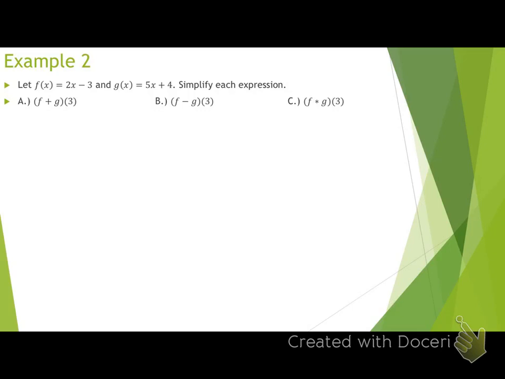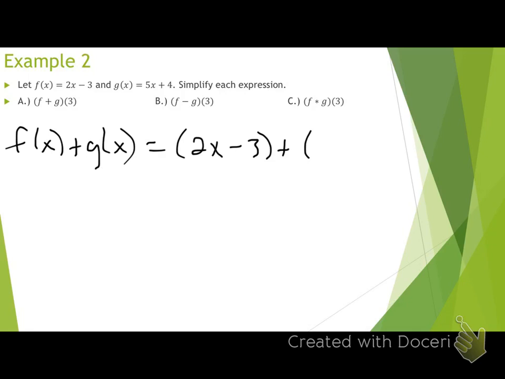So the first thing I'm going to do is the exact same thing I did on the previous slide. I'm going to add f of x and g of x. I'm going to find f of x plus g of x first for letter A. So 2x minus 3 plus 5x plus 4. Combine your like terms, 7x plus 1. So there's my first step. Evaluate the functions being added first.